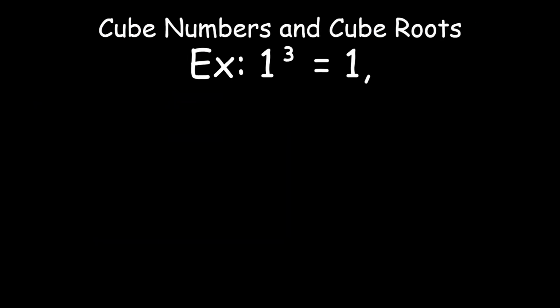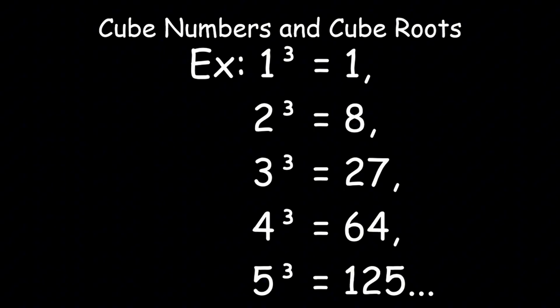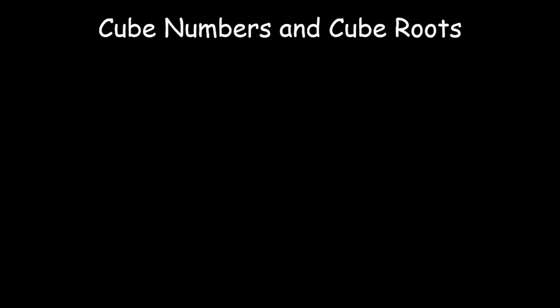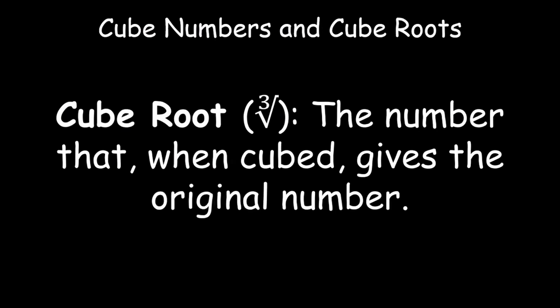For example, the first cube numbers are 1, 8, 27, 64, 125. These are the first 5 cube numbers which are obtained as a result of cubing 1, 2, 3, 4, and 5. On the other hand, we have what we call a cube root. It's represented by this sign with a 3. The cube root is the number that when you cube it gives the cube.